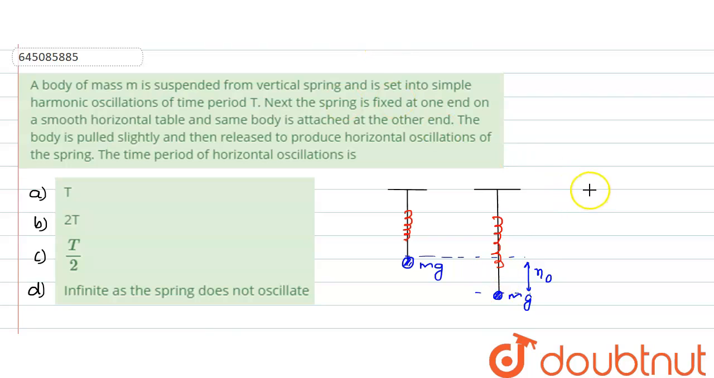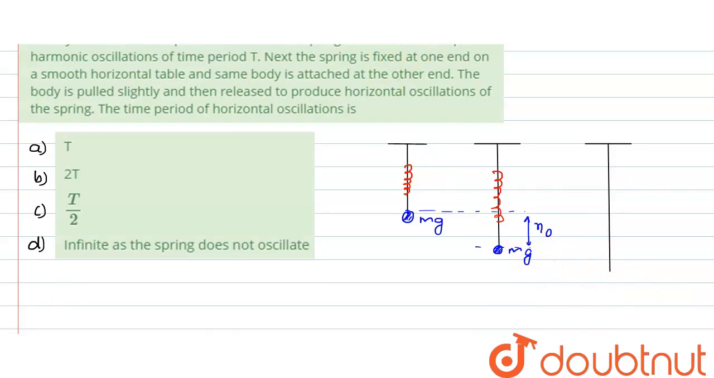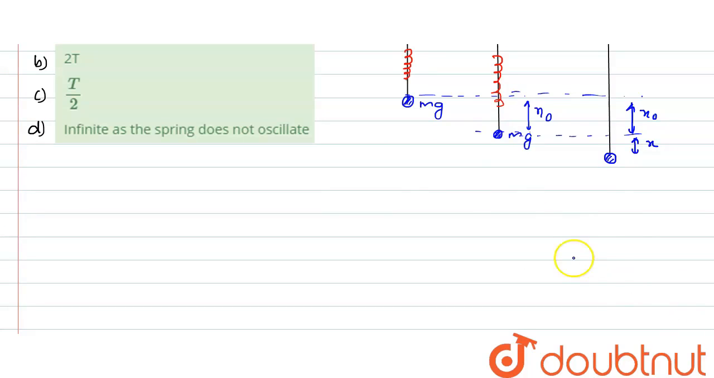Now if we want to set this body into SHM, we need to pull it, either downward or upward. If we pull it in the downward direction, it would be extended by a small amount. Let's call the extension from this position x, and this is our initial position, x naught. Now from the first case, mg and kx naught would be in equilibrium, so we can say that mg equals k into x naught. This is the weight and this is the spring force. Let's say this is our equation 1.